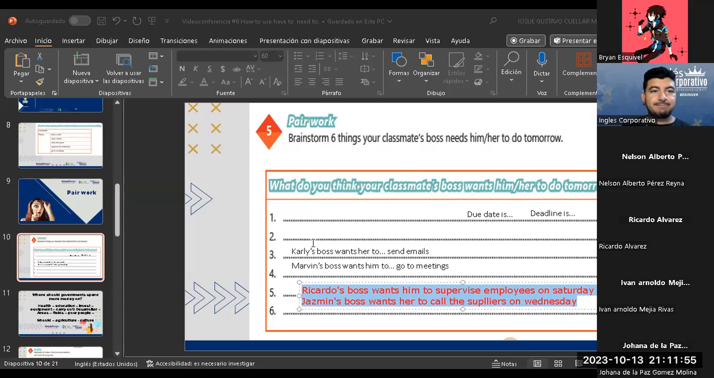Nelson's boss wants him to bring two letters for the bank on Monday. And the other Nelson's boss wants him to pay the supply on Thursday. Thank you.